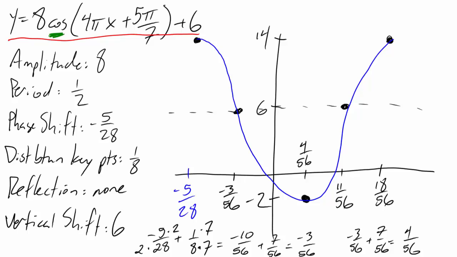And that's all we have. This is our complete period graph of y equals 8 cosine of 4 pi x plus 5 pi over 7, plus 6, which is our simplified form of the original equation.